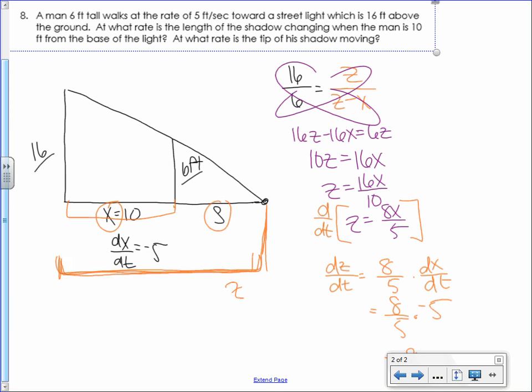So if we did it this way, we answered the second part first, because I found how fast z was changing, and z was this whole thing which goes to the tip. Let me write that out, dz/dt is equal to negative 8. If this whole thing is changing at negative 8, and this little piece is changing at negative 5, negative 8 minus negative 5 is negative 3. So then I could use subtraction to find my ds/dt. There's more than one way to do this. You could find the rate for the shadow and then the rate for the tip, or find the rate for the tip and then subtract to find the rate of the shadow. Either way, that is how you do this.